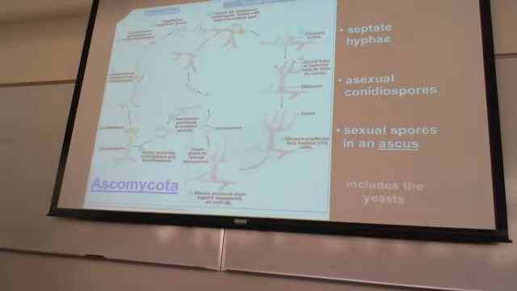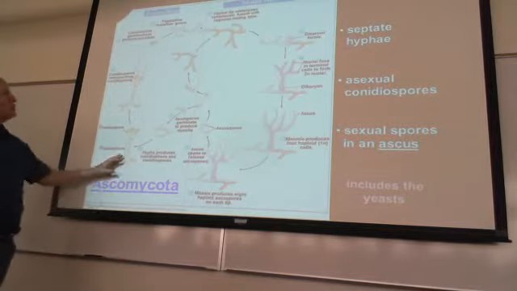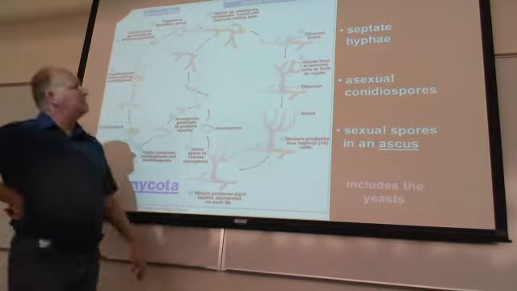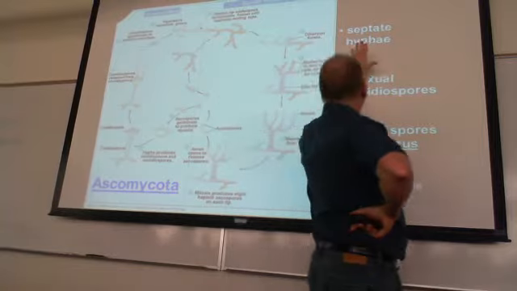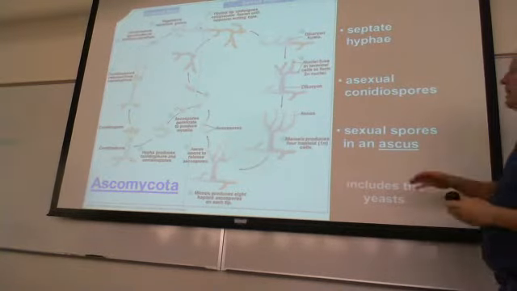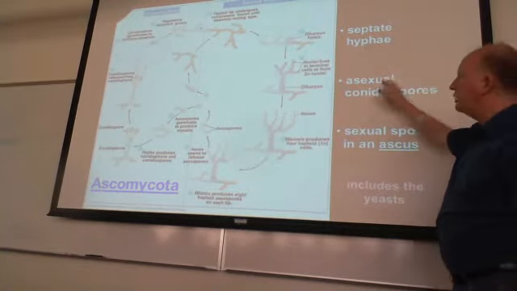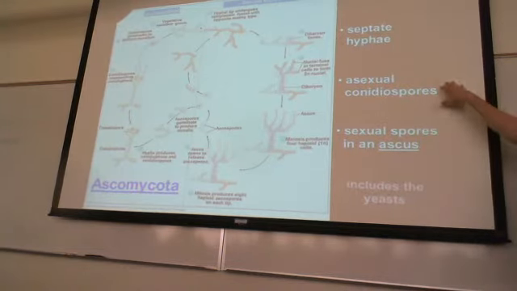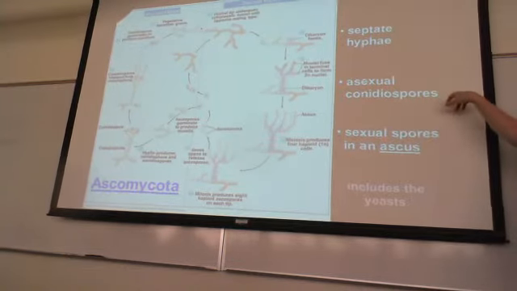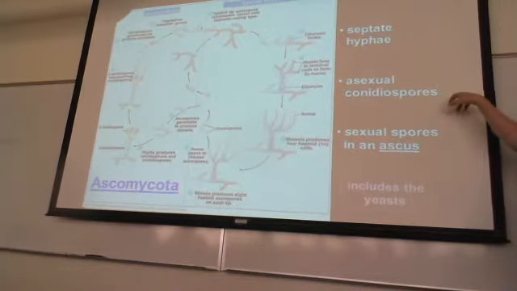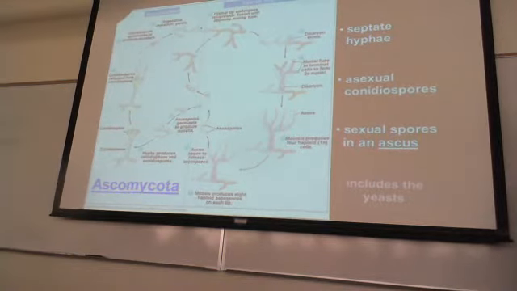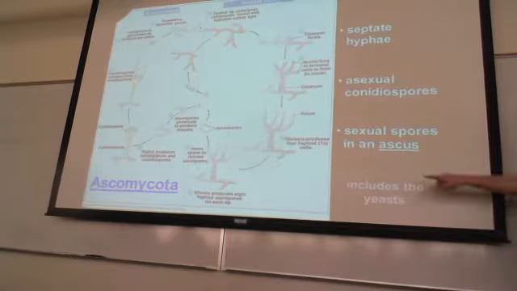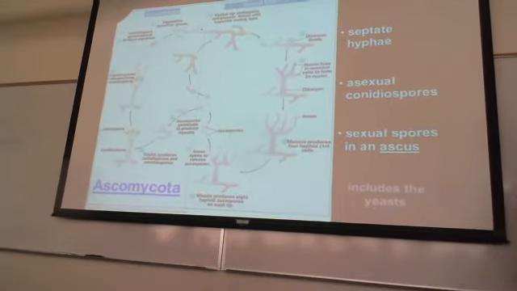Okay, and what else to mention about the ascomycota? I think it's up here, isn't it? Yes, their hyphae are septate. Okay, so they have very clear septa between each cell, or dikaryon. When they reproduce asexually, that's where you're going to see conidiospores. You don't see conidiospores when they reproduce sexually. When they reproduce sexually, they're in an ascus. Okay?